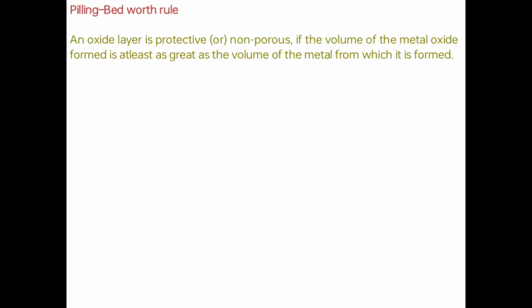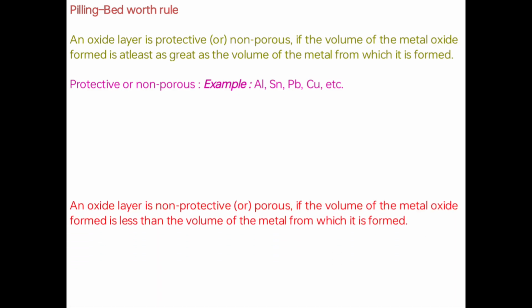Pilling-Bedworth rule. An oxide layer is protective or non-porous if the volume of the metal oxide formed is at least as great as the volume of the metal from which it is formed. Protective or non-porous, examples: Al, Sn, lead, copper, etc.